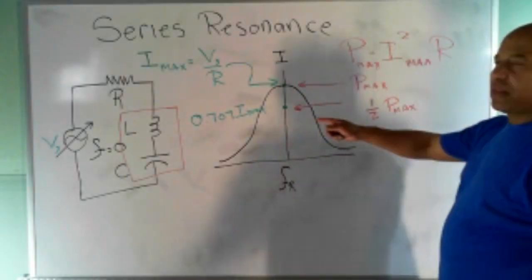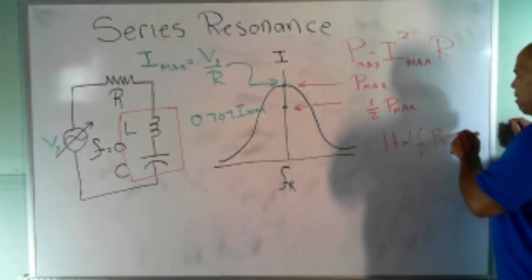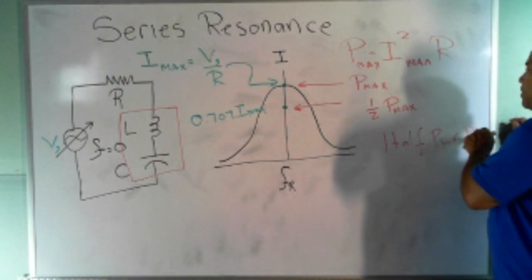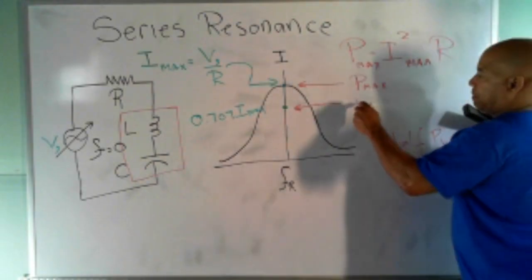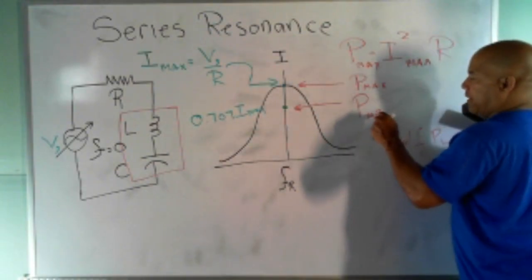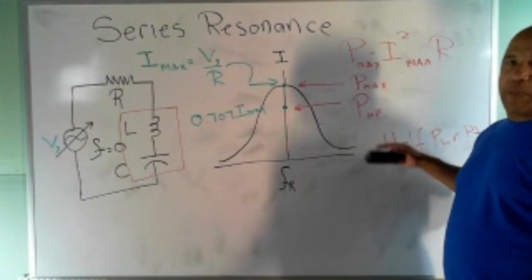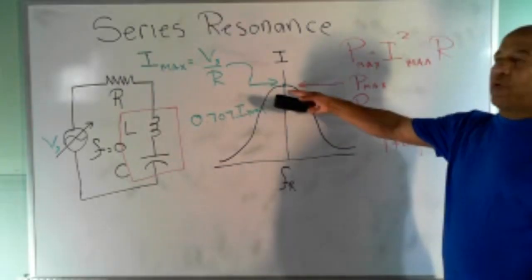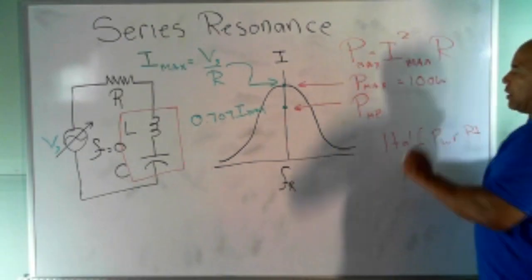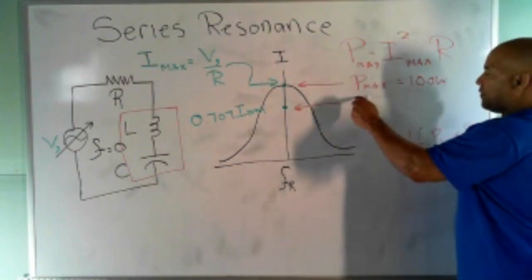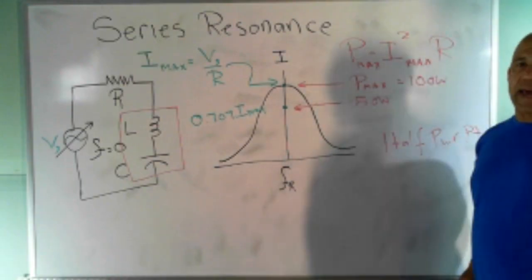So guess what they call that point? They call it the half power point. And so the power there, I just call that P, capital HP, and that does not stand for Hewlett-Packard. It stands for half power point. What that means is, let's say that P max is 100 watts. With the half power point, it's going to be 50 watts. It's going to be exactly half of P max. So we learned about that.